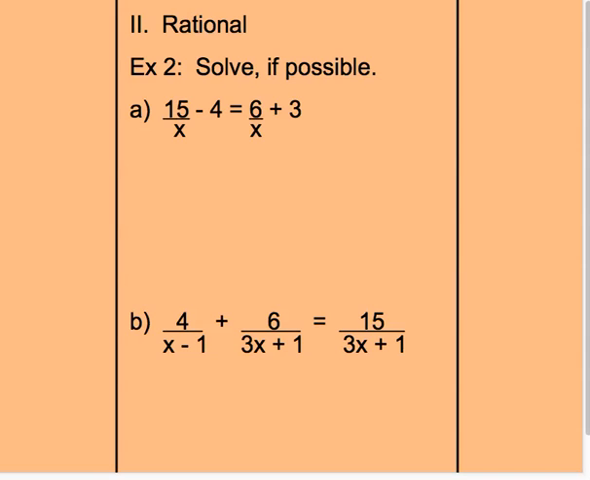Nobody likes working with fractions. Not true. I actually like working with fractions. I find them fun. But that's just me. Most people, most normal people, right, don't like working with fractions.